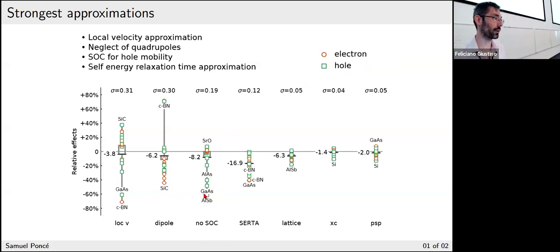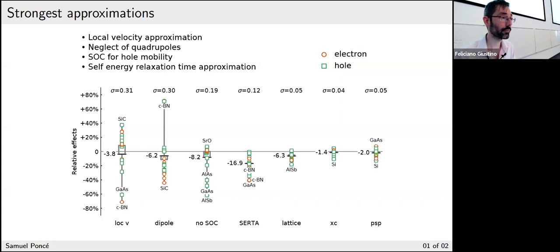So maybe that's one message: for the hole mobility, it's very important, because even some small splitting matters. In silicon, you have a 47 meV splitting when you include spin-orbit coupling, and that 47 meV splitting has a big impact, because all the transport happens in a small window close to the valence band edge. So maybe a 200 meV window. So 47 meV in that window is important.